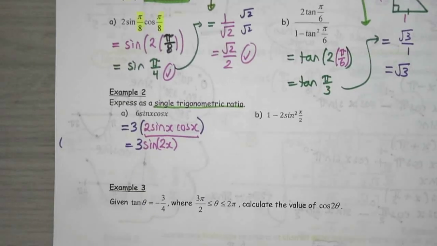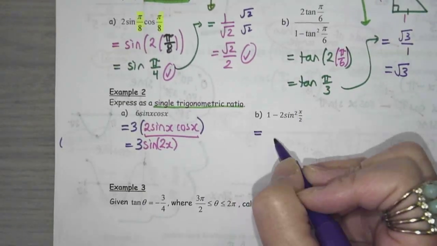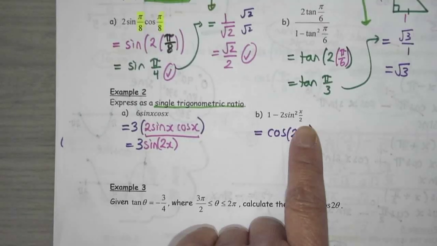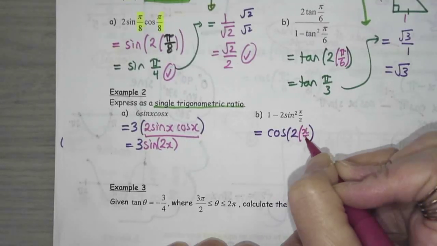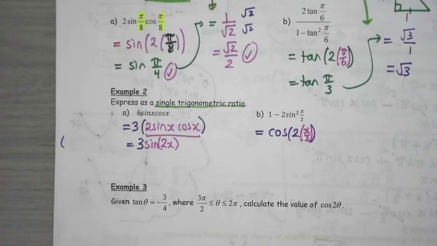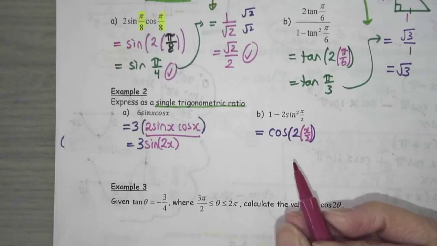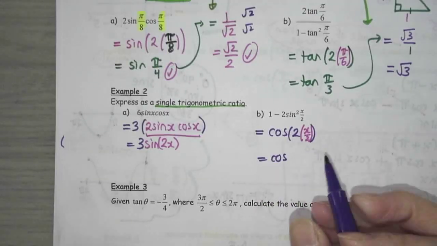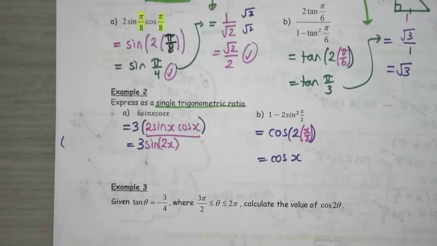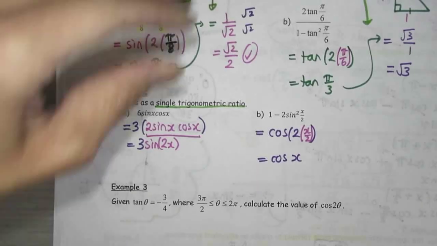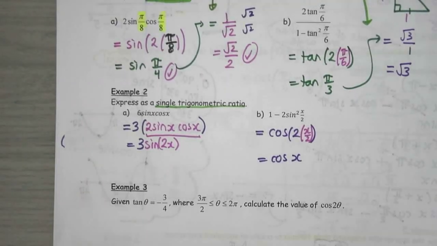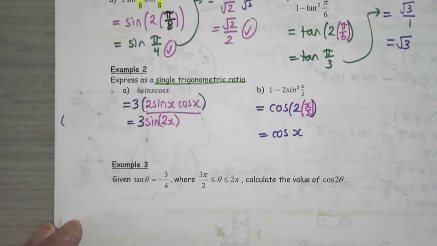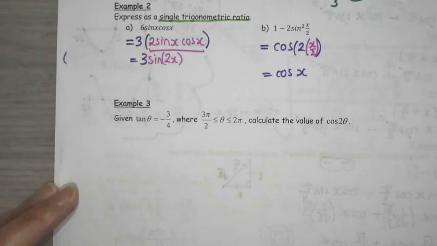So grab this one, and we're going to say this is the same thing as cos of 2, and then grab the angle, which is x over 2. So double that angle, and then simplify it. So this will be the same thing as cos 2 times x over 2. It's just cos x. Okay, that's it. All right.